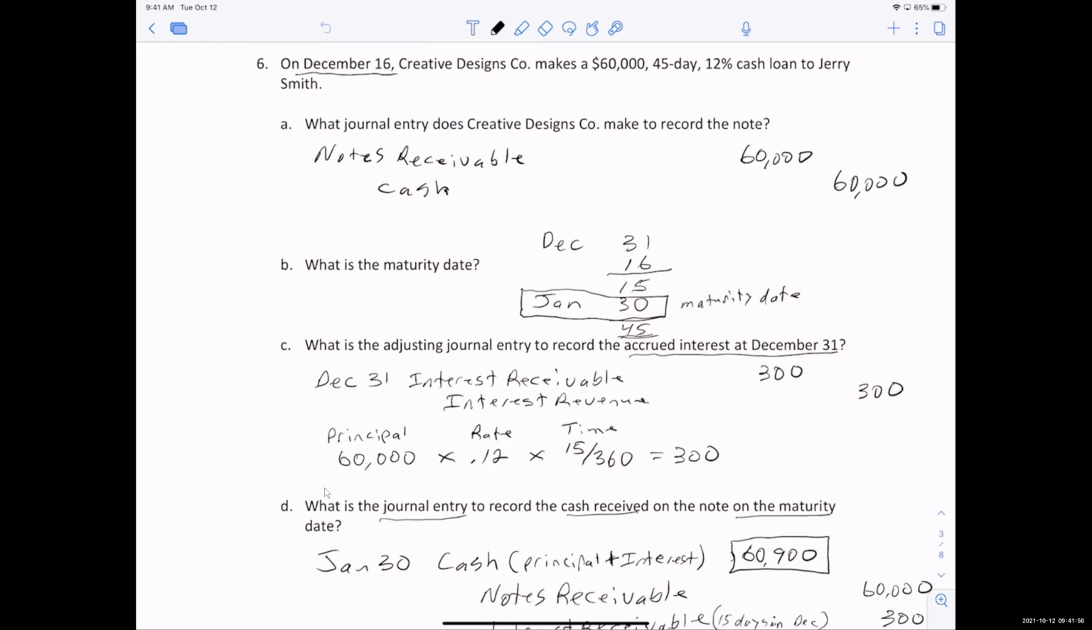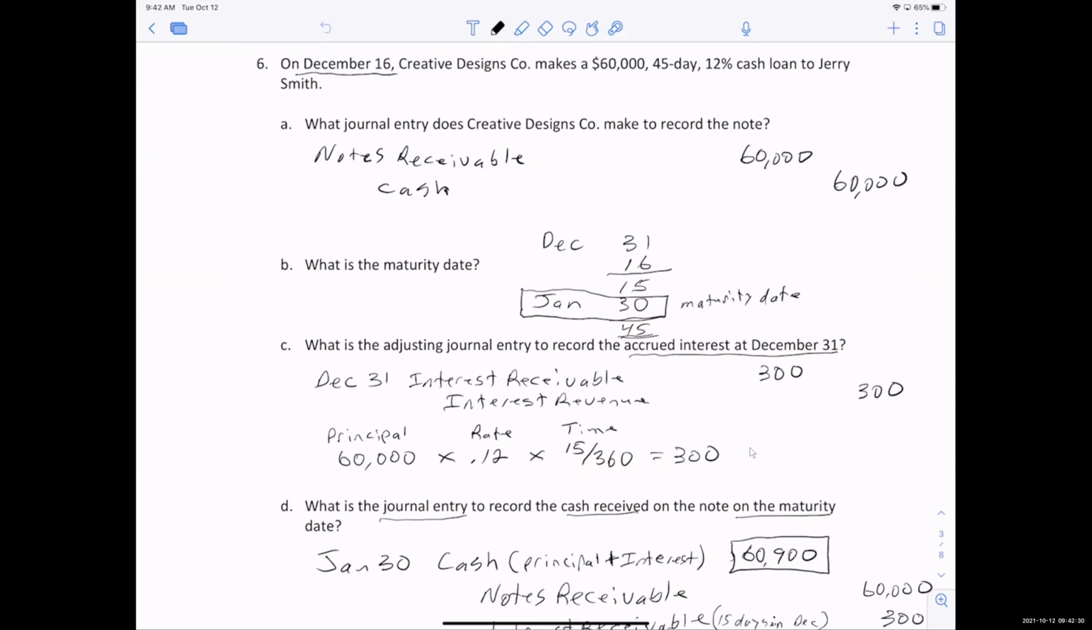It'd be 60,000 times 0.12 times 15 divided by 360 equals. Now I'll give you your $300. Again, I like this because it's one entry as you punch it in your hand calculator: 60,000 times 0.12 times 15 divided by 360 equals, and that should come up with the $300.